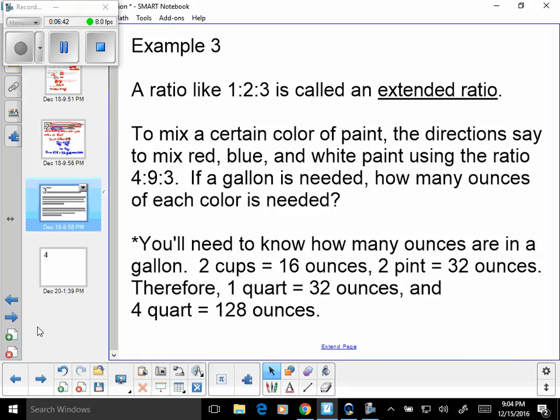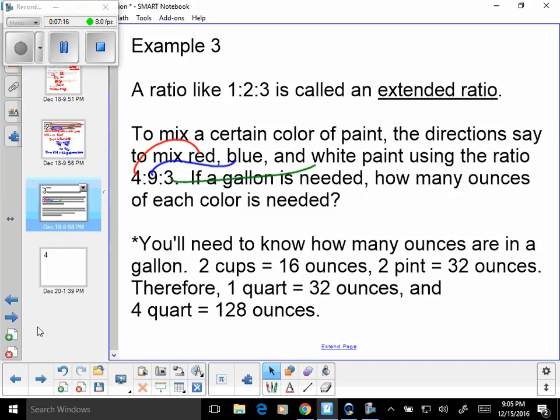Now we're going to mix paint. Normally when you mix paint, you have to start with a base like white and then add other colors to it. So we are going to mix red, blue, and white to get the color we want, and the ratio is going to be 4 to 9 to 3. The 4 is red because it's first. The 9 is blue, it's second. The white's not going to show up, so I'm going to use green, so we have 3 for the white. And our total is going to be a gallon.